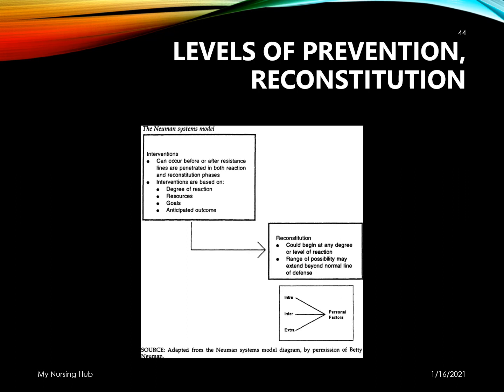This is the picture depicting the levels of prevention and reconstitution. As we said, nurses use secondary prevention in order to treat the disease of the patient. So when the patient is treated for the disease, we are doing the reconstitution. That is trying to get an optimum level of wellness for our patient, but it also depends on the personal factors, that is intrapersonal factors, interpersonal factors, and extrapersonal factors of the patient.